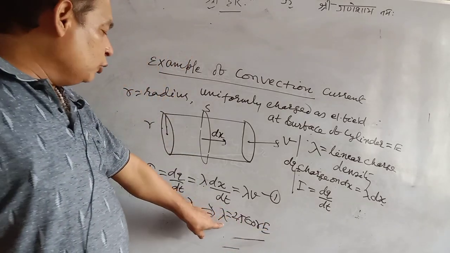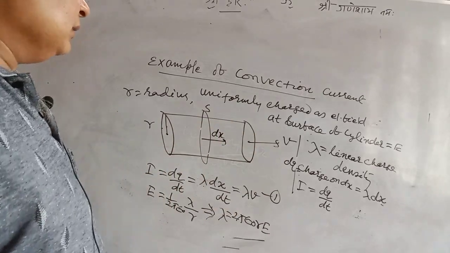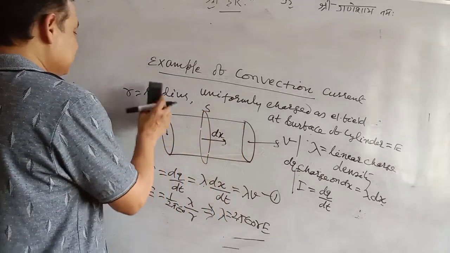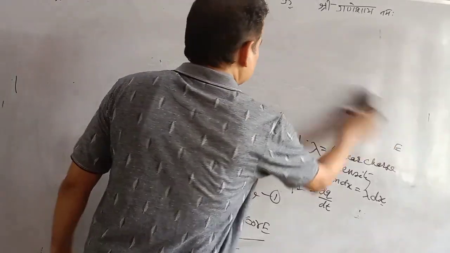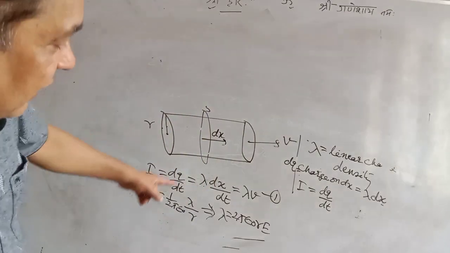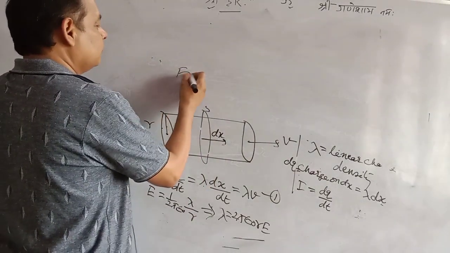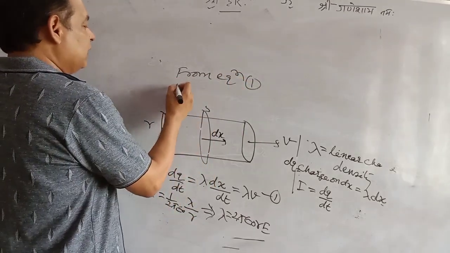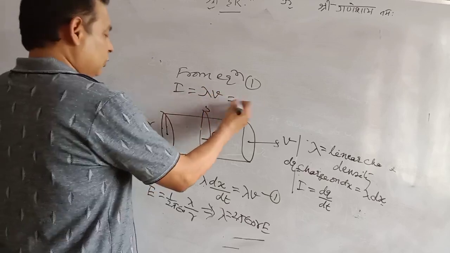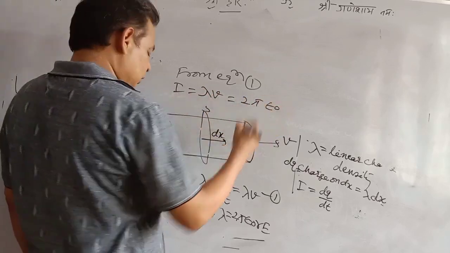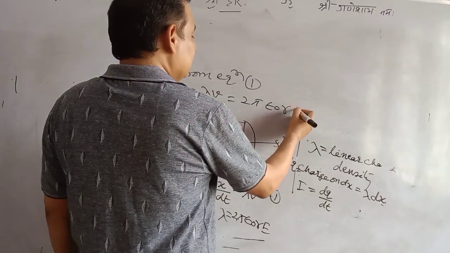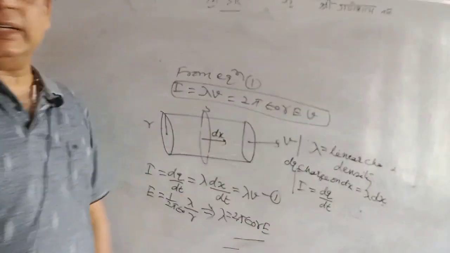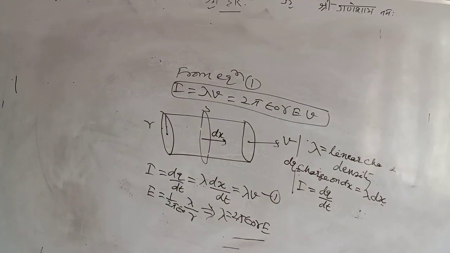We can put this value of lambda in equation first to get current. From this first equation we can write current I equals lambda V equals 2 pi epsilon naught R E V. That's our needed current due to this cylindrical charge.